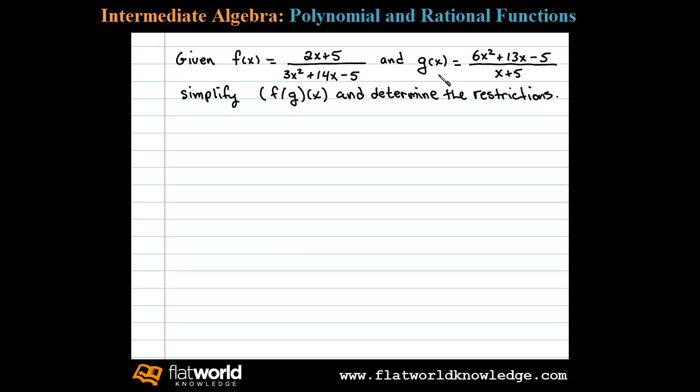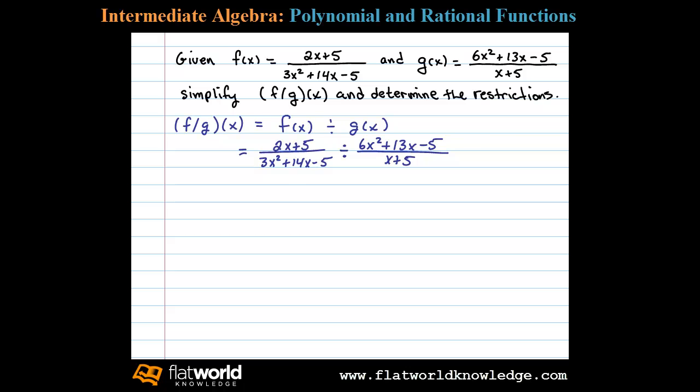Given f of x and g of x, simplify f divided by g of x and determine the restrictions. Now f divided by g of x can be written f of x divided by g of x. So we replace the algebraic fraction equivalent for both of these and then simplify. And so here we have f of x divided by g of x. Now we know dividing by a fraction is equivalent to multiplying by its reciprocal.